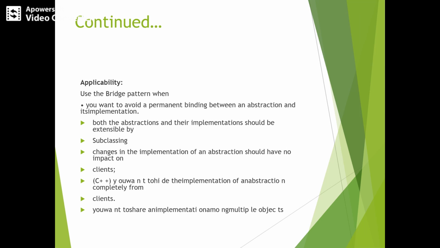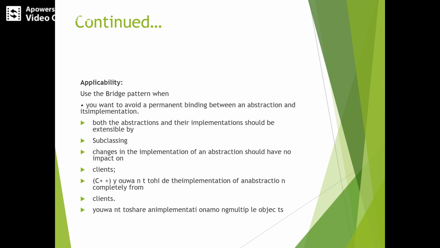Our next section after the motivation in the template is the applicability. Use the bridge pattern when you want to avoid a permanent binding between an abstraction and its implementation. This is one situation where we want to avoid permanent binding between an abstraction and its implementation class. At that time the bridge is very helpful. This might be the case, for example, when the implementation must be selected or switched at runtime. It is very useful in such cases.